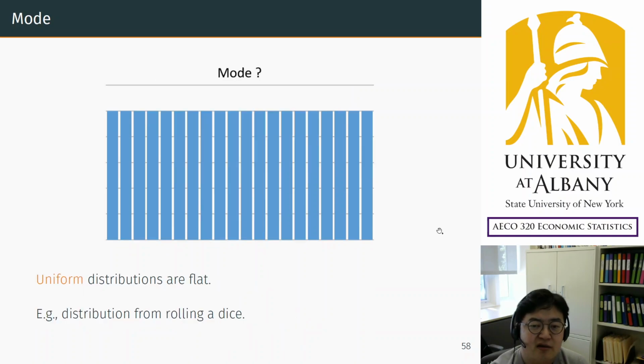And finally, this is another extreme. There is no mode. There is no peak. Overall, it is stable, flat, across all the possible outcomes. Then we say the distribution is uniform. A typical example is rolling a dice or flipping a coin. They are uniform. So these are additional extra measures.